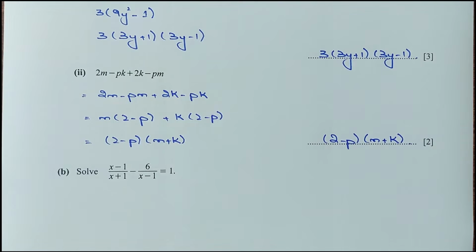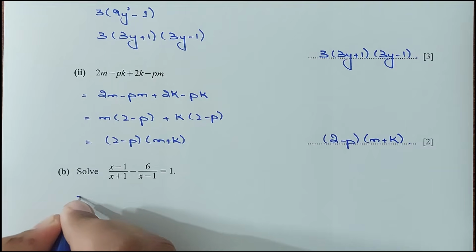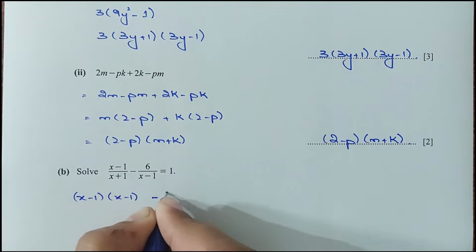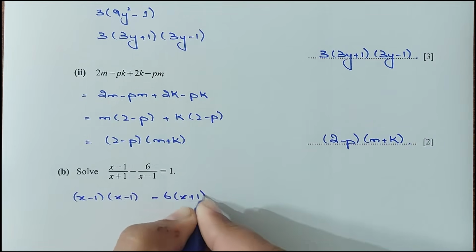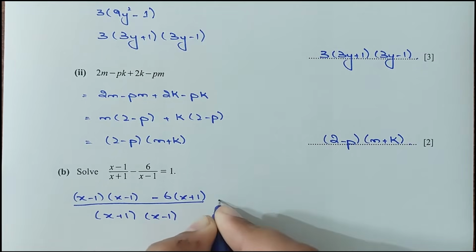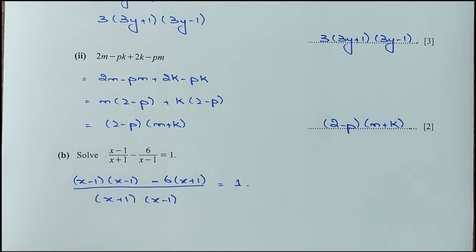Okay, now for part B, we have to solve this. So x minus 1, cross multiplication with x minus 1, negative 6 is multiplied with x plus 1 and divided by x plus 1 into x minus 1. This should be equal to 1. We are solving for x here, right? So this is x minus 1 whole square.